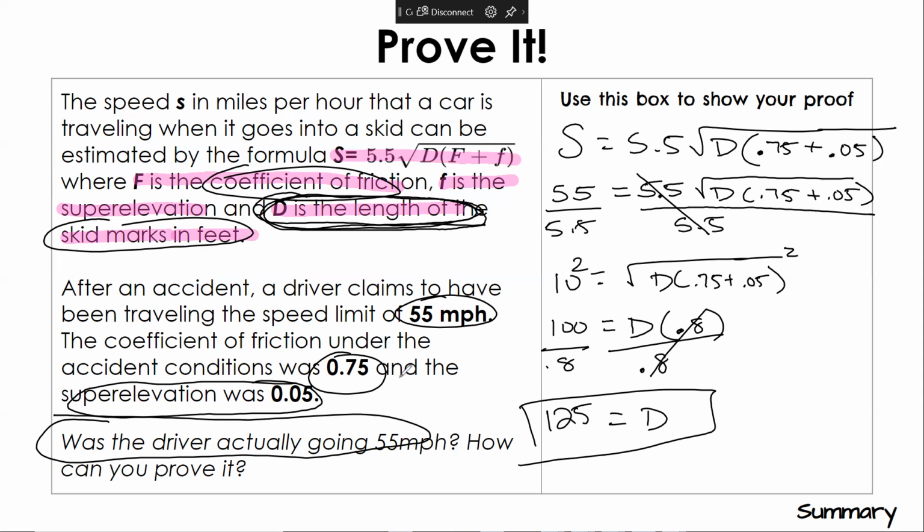Yeah. Now we would have to actually go out and measure the skid marks. We would have to measure 125 feet. That would tell us whether or not he was actually going 55 miles per hour.